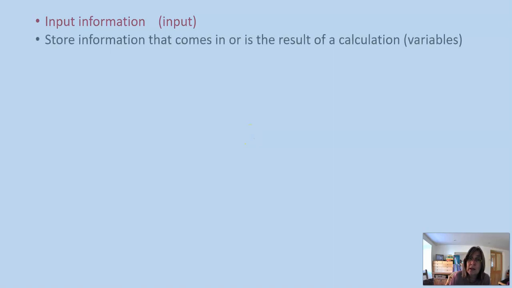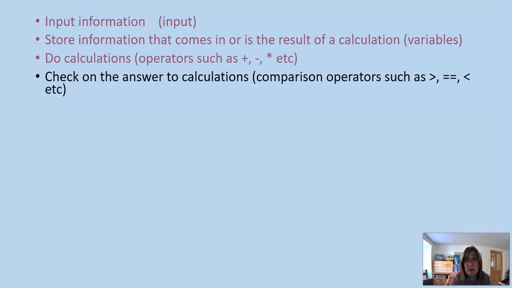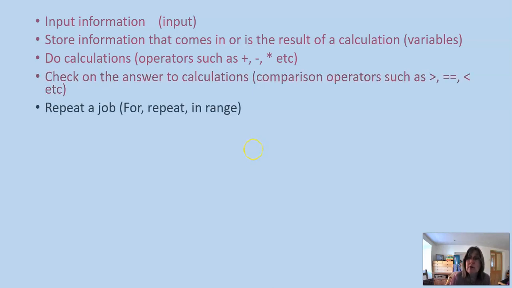So what we're going to be talking about in the next series of videos, we're going to be explaining to you how you input, how you store that answer or that input, and that's called variables. We're going to talk to you about how you do calculations with operators. We're going to show you how to check those answers with comparison operators. We're going to show you how to repeat things. We have a repeat instruction or a for, so that we loop many times.